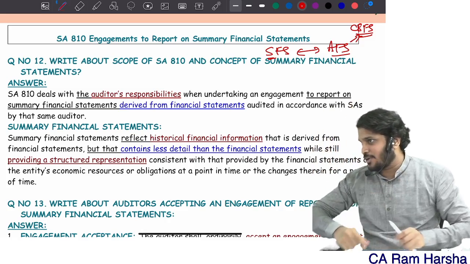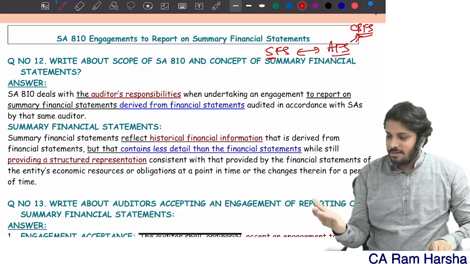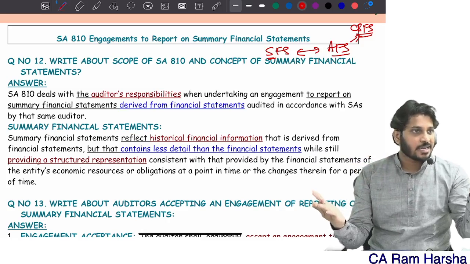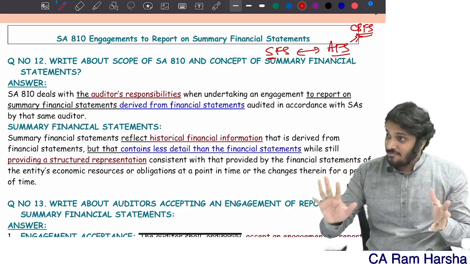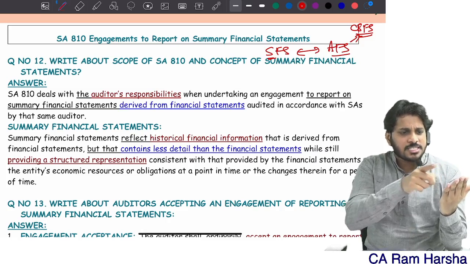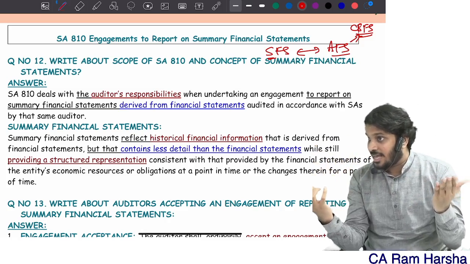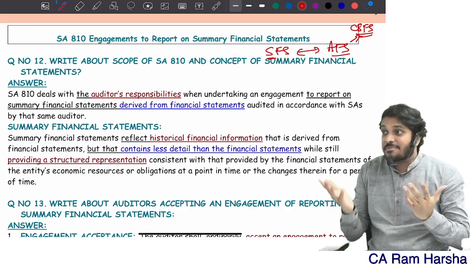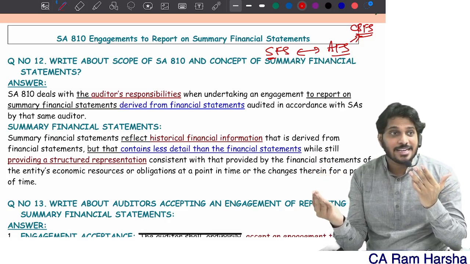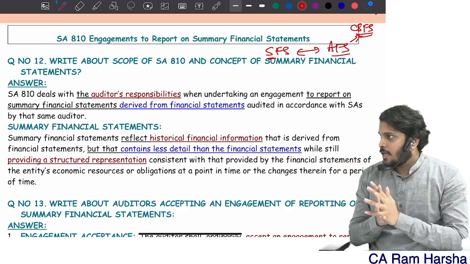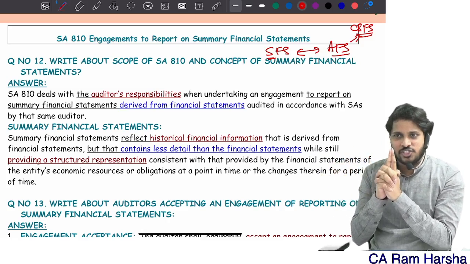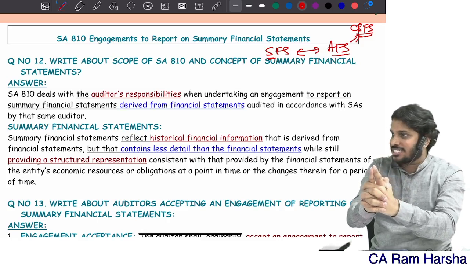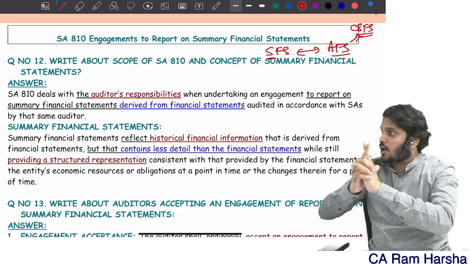When I say fair summary, I see the summary, and when I open the complete set of financials, I can easily identify: oh, this item is there, this item is there here. In the same way, when I take an item in the complete set, where is it given in the summary? Oh, here it is given. I can easily correlate. Then it is a fair summary. If I am unable to correlate, then that is not a fair summary. If the summary financial statements are not easily correlatable to the audited financial statements, then we treat it as not a fair summary.